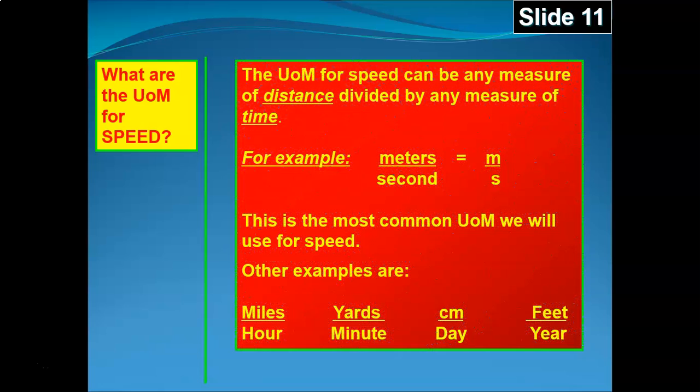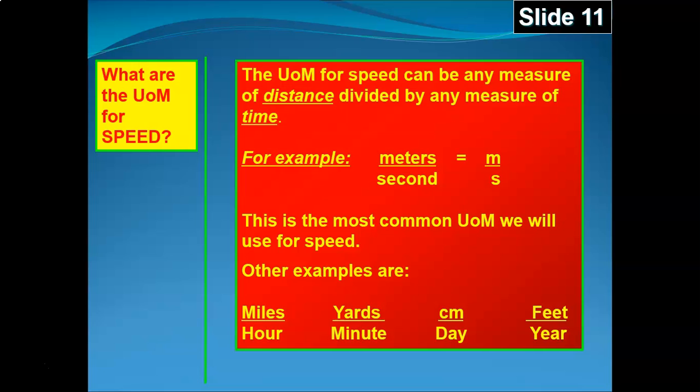What are the units of measure for speed? So the units of measure for speed can be any measure of distance divided by any measure of time. For example, the most common one we will use in class is meters, which is a measure of distance, over seconds, which is a measure of time. This is the most common UOM that we will use for speed, but others could be miles per hour.